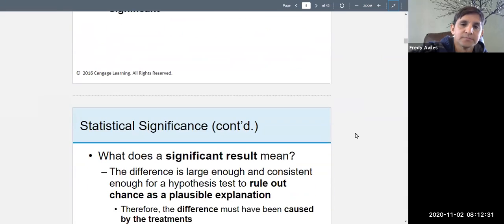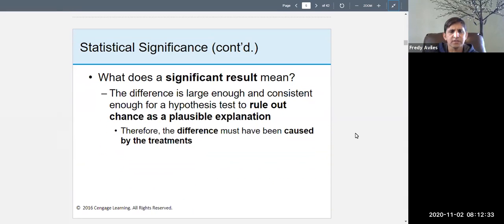Let's keep going. More about statistical significance. What does a statistically significant difference mean? Or what is a significant result? I told you guys already, but here's more about it. With a significant result, we mean that the difference is large enough and consistent enough for a hypothesis test to rule out chance as a possible explanation. The difference is big enough to matter. The difference is big enough so that it probably did not occur by chance.